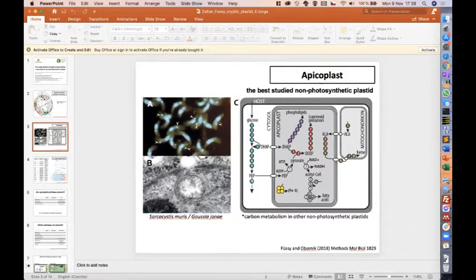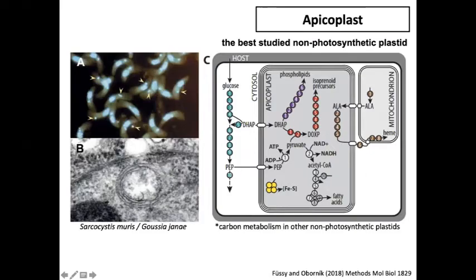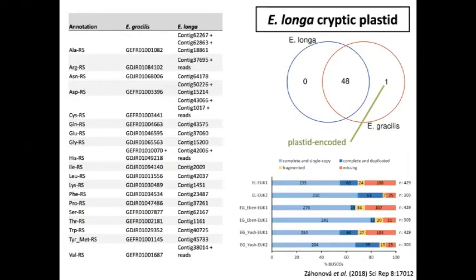One of the best known non-photosynthetic plastids is the apicoplast. It's essential because it provides compounds to the host cell, namely isoprenoids, tetrapyrroles, and fatty acids. In striking contrast, there was almost nothing known about the cryptic plastid of Euglena longa, and previously we've produced sufficient data to make an in-depth analysis of the function of this plastid.